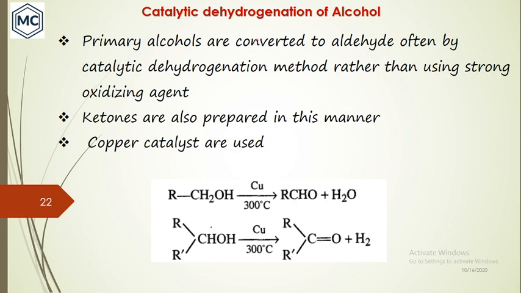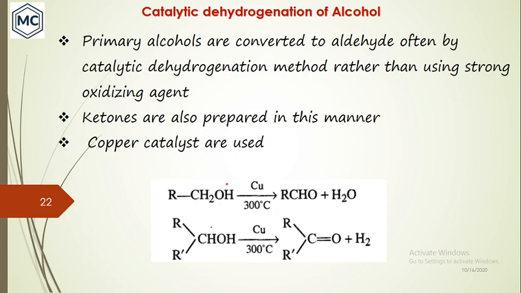And next one is catalytic dehydrogenation of alcohol. Primary alcohols are often converted into aldehyde by catalytic dehydrogenation method rather than using strong oxidizing agents. So ketones are also prepared in this manner. Usually copper catalysts are used. Here primary alcohol with copper catalyst at very high temperature gives the corresponding aldehyde.